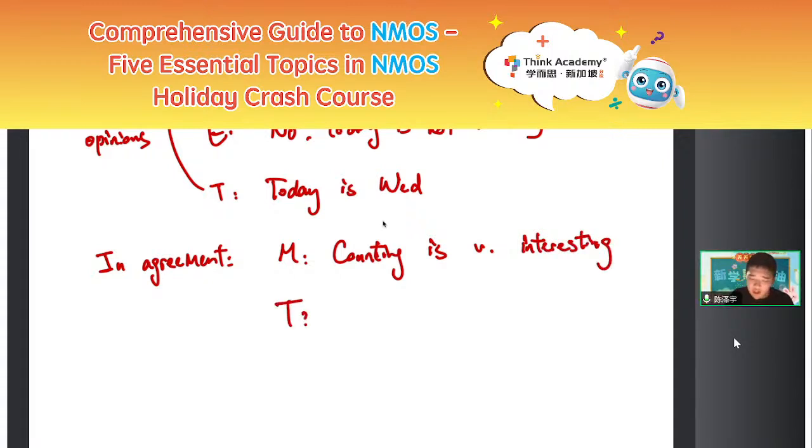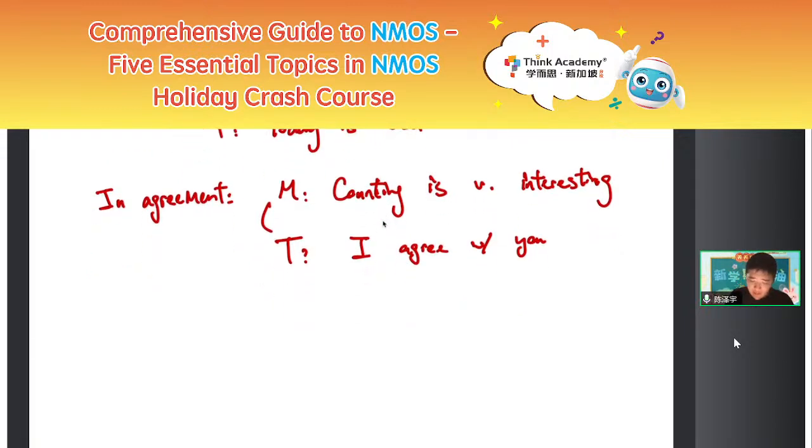Okay, now Teacher Tiger comes and says, I agree with you. I totally agree with you. Right. So in this case, Teacher Tiger is like absolutely agree with me. So this is called in agreement. And what do we know when two people are in agreement? Well, both are telling the truth. The counting is indeed very interesting. Okay, both of us are telling the truth.